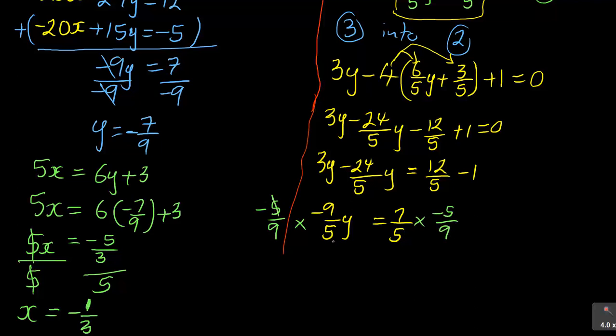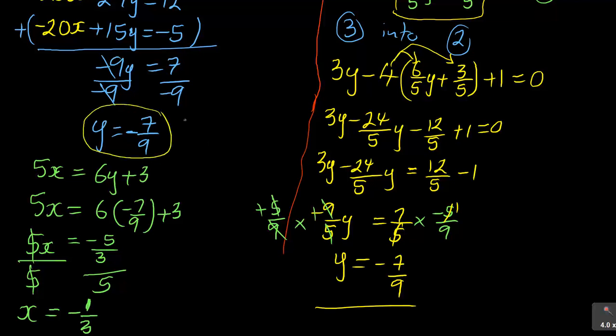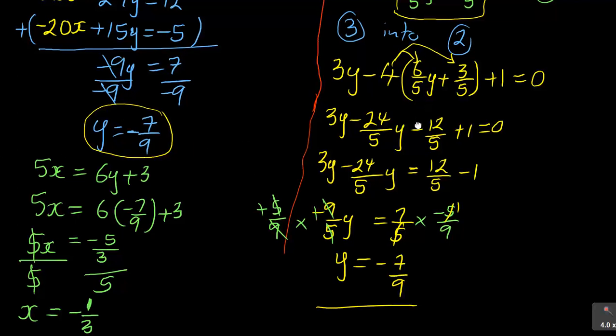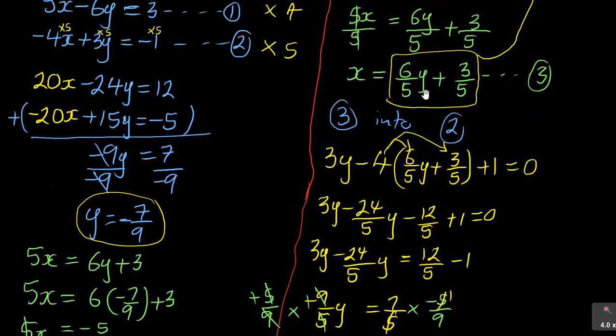Whatever way you are multiplying, the 5 and the 5 will cancel, the negative and the negative will neutralize, the 9 and the 9 will cancel. You can see that now you are remaining with y is equal to, the 5 will cancel, 7 times, there is a 1 there, 7 times minus 1, it is negative 7 over 9. Remember, it is the similar one that we got there, and then from there you are going to take the value of y, minus 7 over 9, and you go to equation 3 here.